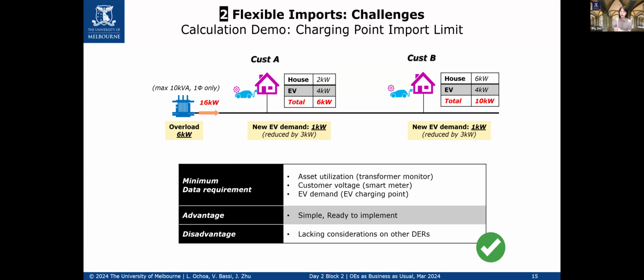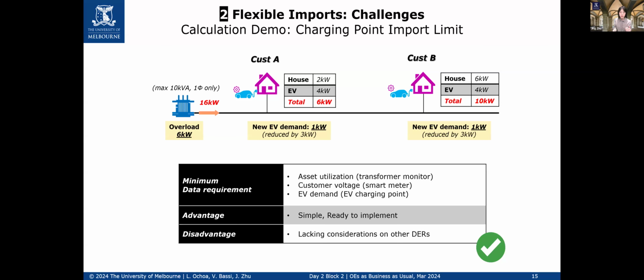To calculate this charging point input limit, there are several minimum data requirements, including asset utilization, potentially from a transformer monitor, so we'll be able to understand what thermal congestion is happening, and the customer voltages, potentially from smart meters, so we'll be able to address the voltage issue. And of course, since we need to allocate the reduction based on the demand, we may need the measurement from the smart EV charger, which might be an extra investment from the customer.